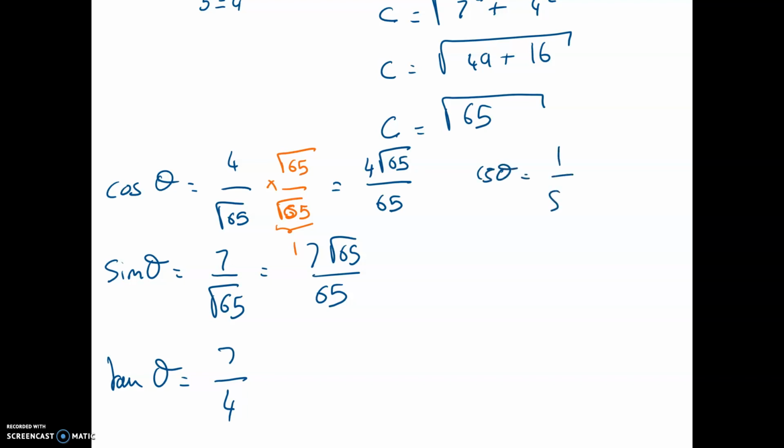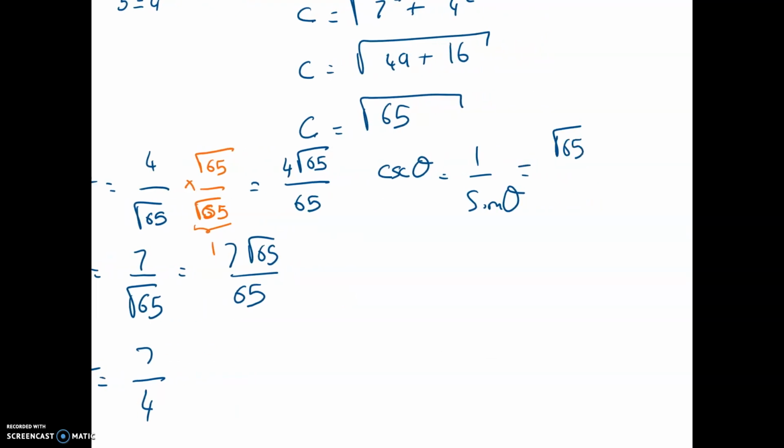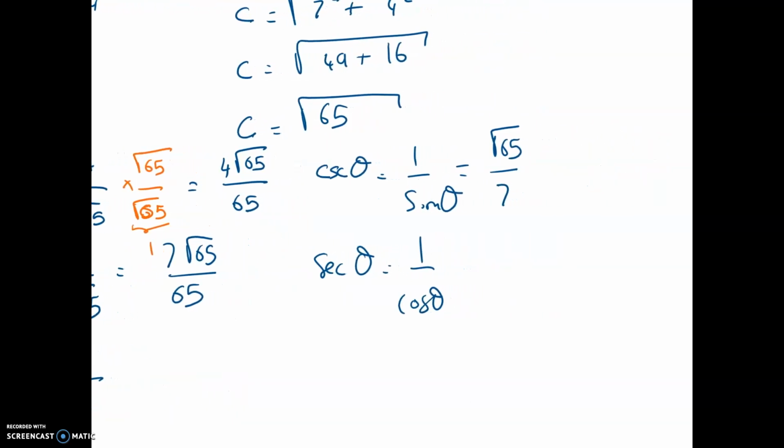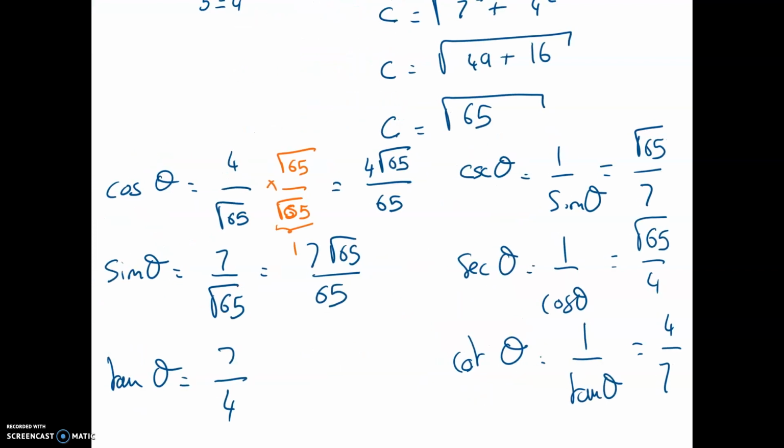Now, the cosecant of the angle is 1 over the sine of the angle theta. Let me rewrite that properly: the cosecant of the angle theta is the inverse of sine. In that case, it's going to be the square root of 65 divided by 7. The secant of theta is the inverse of the cosine of my angle, and it's going to be the square root of 65 divided by 4. And the cotangent of my angle is going to be the inverse of tangent theta, and it's going to be 4 divided by 7.